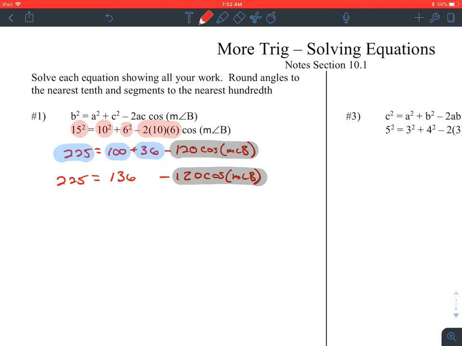225 minus 136 is 89. Now when we bring this down, we have to make sure we include the negative sign that's out here in front. That's going to equal negative 120 cosine of the measure of angle B. Now we're trying to get measure of angle B by itself. Measure of angle B is attached to cosine by cosine. We want to get rid of the multiplying by negative 120. So we're going to divide both sides by negative 120.